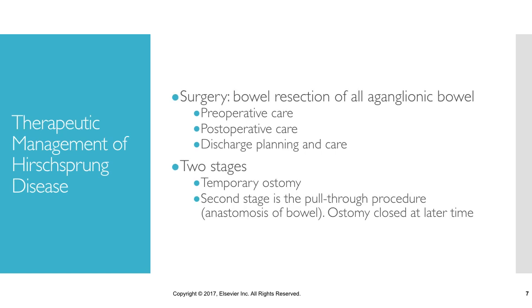Treatment for Hirschsprung's is surgery, which is a bowel resection of all of the aganglionic bowel. So if there aren't any ganglion cells in that section of bowel, it's removed. Preoperatively, these kids are NPO. They are on IV fluids. Usually they're on total parenteral nutrition so that they have good nutrition prior to surgery.